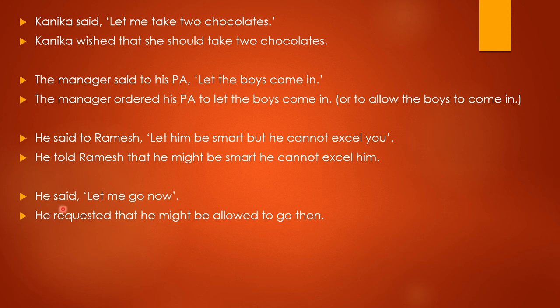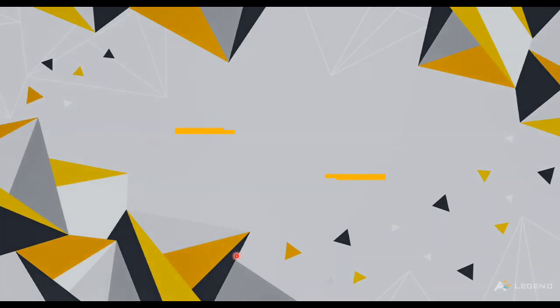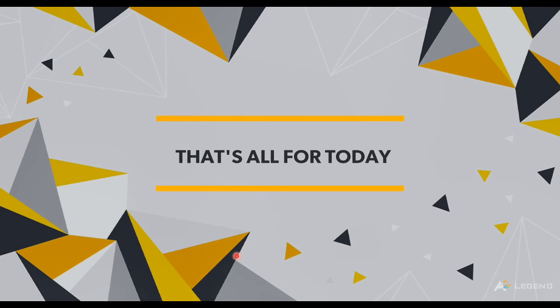Next sentence, he said, let me go now. So he requested that he might be allowed to go then. Again, this is permission. Let me go now. So he requested that he might be allowed to go then. These are the few sentences, and I hope that you've understood the tips and tricks. Follow these, remember these few tips, and your sentences will never go wrong.